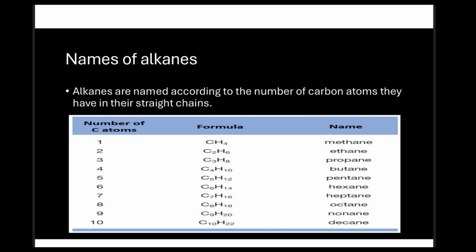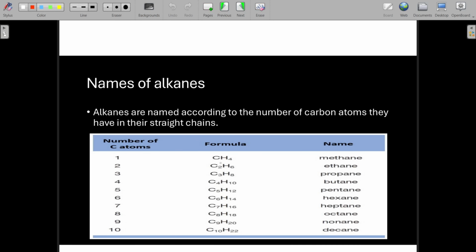Let's move on to the names of alkanes. So alkanes are named according to the number of carbon atoms they have in their straight chain. If we take a look at the first alkane we have here, it has one carbon atom and it is given the name methane.